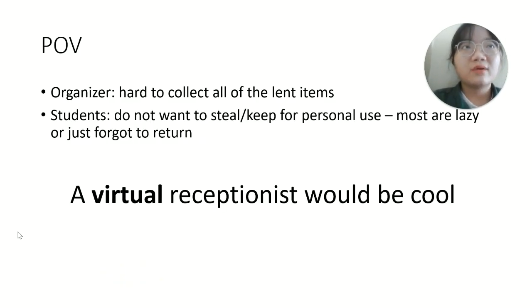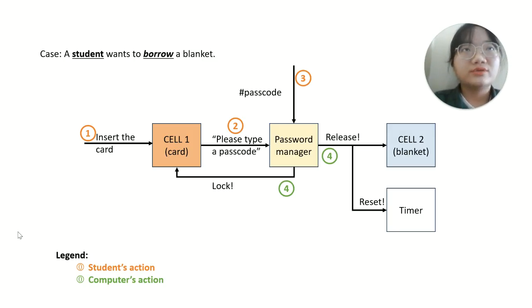So here's how the idea would work. It's a locker with two cells, in which one cell would lock a card and one cell would lock a blanket. At a usual state, only the blanket is inside the cell and the card cell is unlocked. When a student wants to borrow a blanket, they will reach the system and then insert a card. The system will prompt them to type a passcode to secure the card. Then as soon as the passcode is received, their card will be locked and the blanket cell will be released.